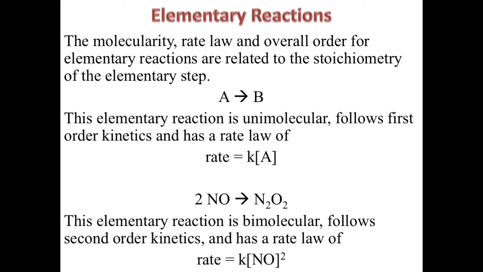In the previous example, two nitrogen monoxides react to make dinitrogen dioxide. This elementary reaction is bimolecular and follows second order kinetics and has a rate law of rate equals K times the concentration of nitrogen monoxide squared.